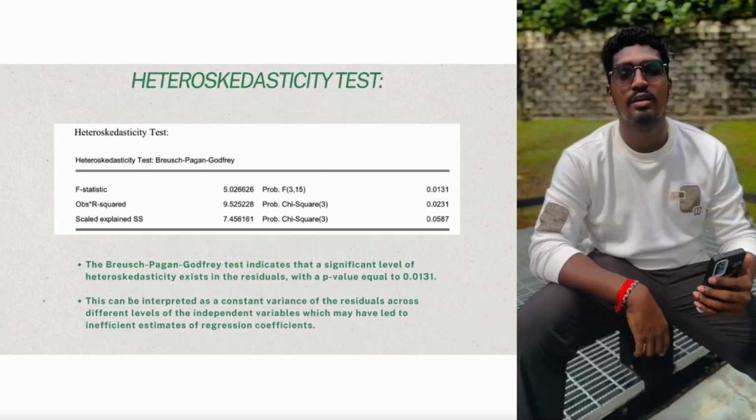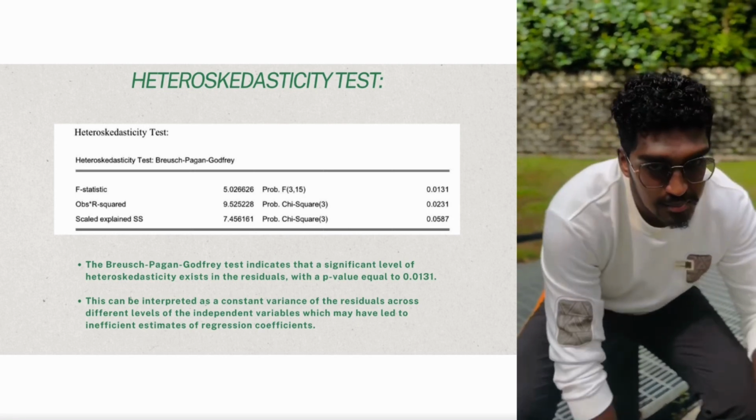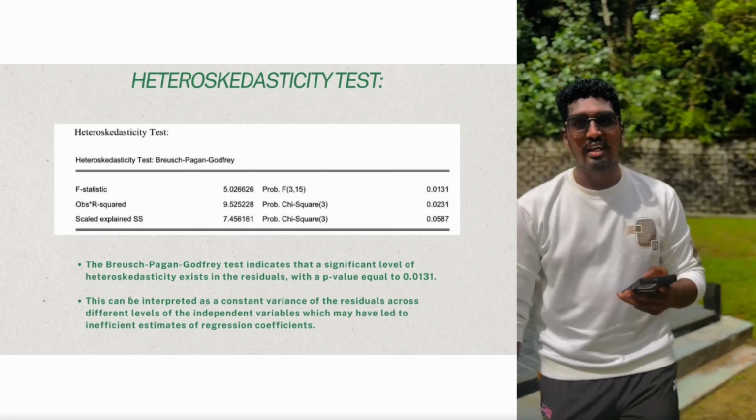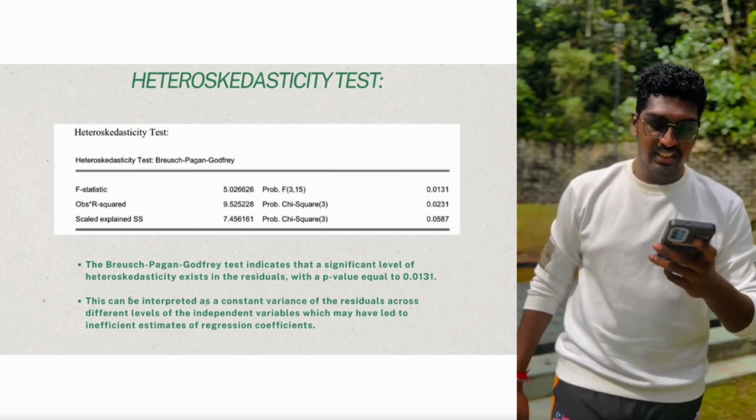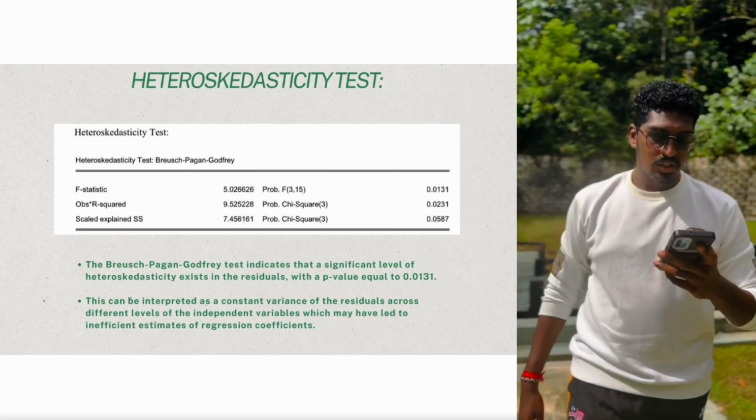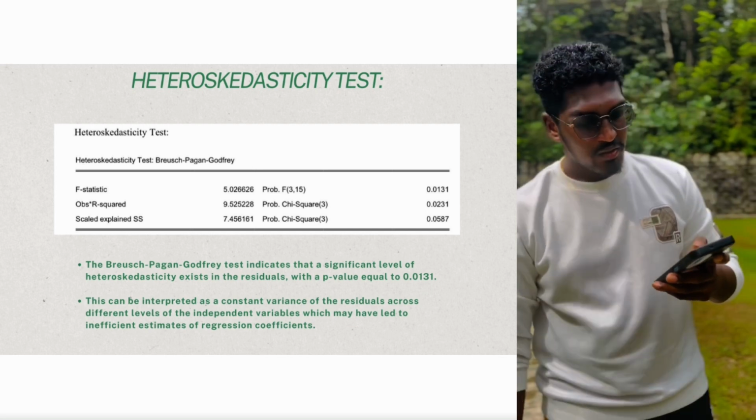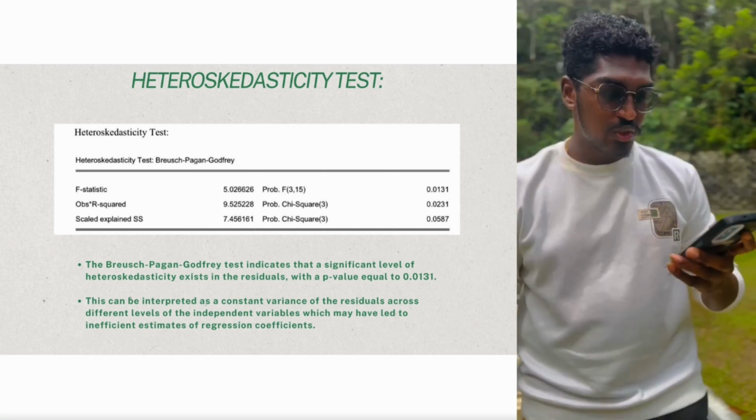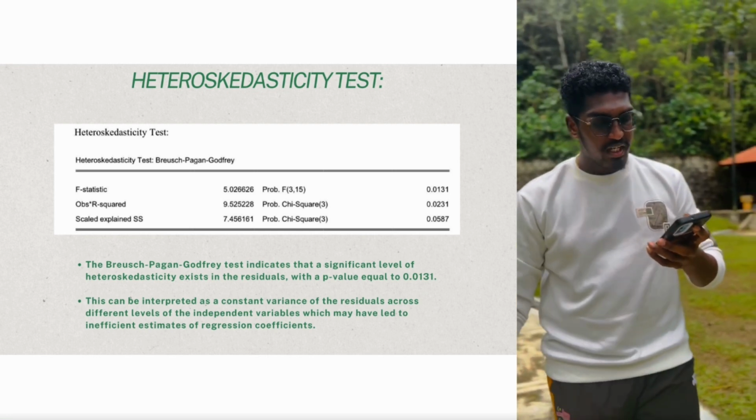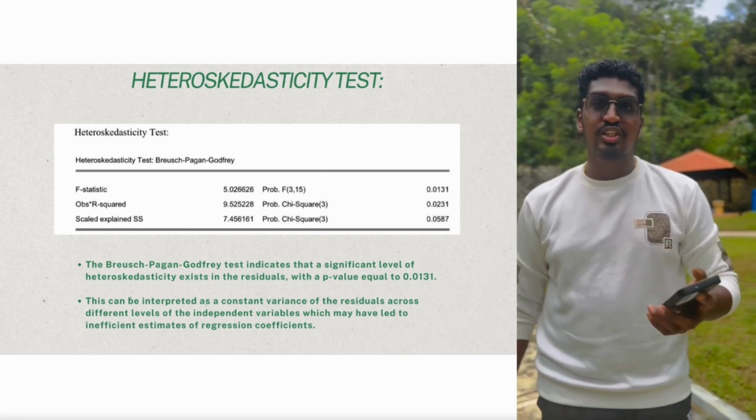And finally, I will explain the heteroskedasticity test, where the Breusch-Pagan-Godfrey test indicates that a significant level of heteroskedasticity exists in the residuals, with a p-value equal to 0.0113. This can be interpreted as non-constant variance of the residuals across different levels of the independent variables, which may lead to inefficient estimation of regression coefficients.